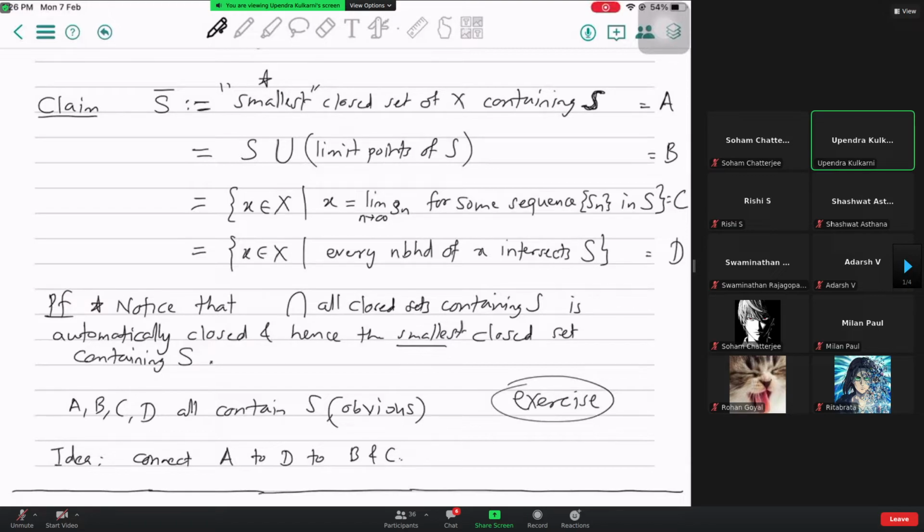Because you see, we already observed that they all contain S. Now you are saying that somehow we are going to prove that they are closed. That means they have to contain A, but you're also going to show that they are contained in A. That means they have to equal A. So that is certainly a valid strategy, if you can make it work.